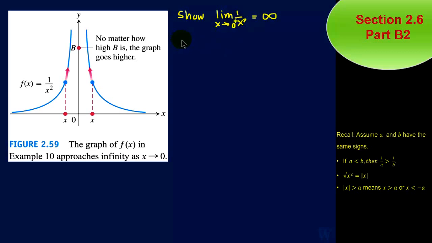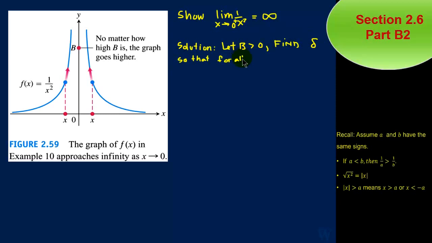To prove this, let B greater than 0 be given. Our goal is to find a delta so that for all x such that the absolute value of x minus 0 is less than delta, it implies that f of x is greater than B. In this particular case, it would imply that 1 over x squared is greater than B. So how do we find our delta? Again, we work backwards. We look at the inequality 1 over x squared greater than B.